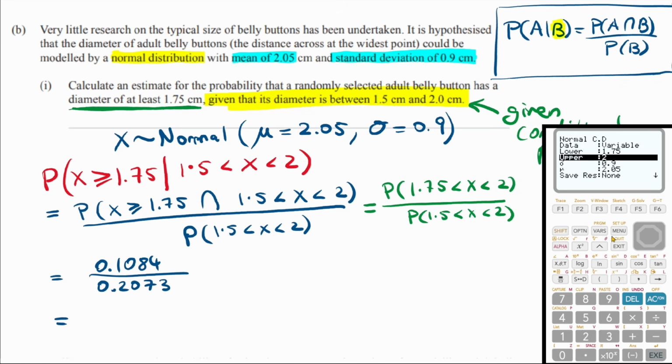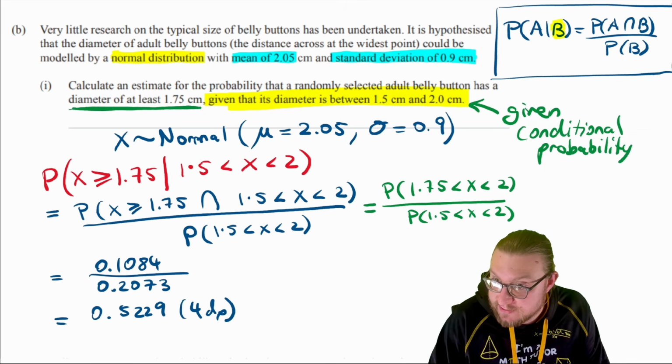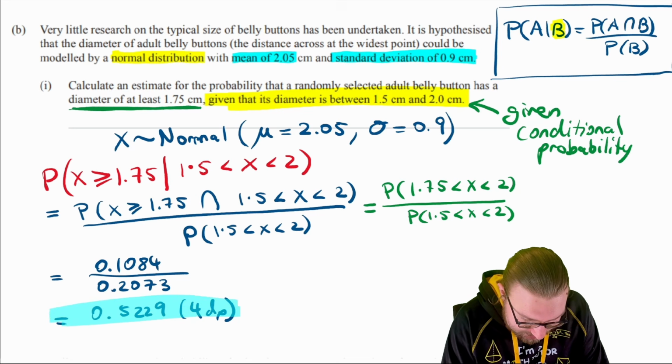If we now go back to menu, start the first one, we can put this into the calculator, which is 0.1084 divided by 0.2073, and that gives us the answer of 0.5229, to four decimal places, again for rounding. Now you can see the whole working out again. So this is now our final answer.